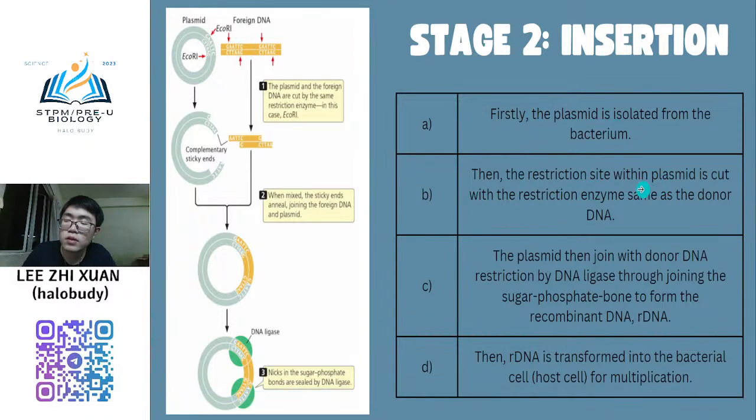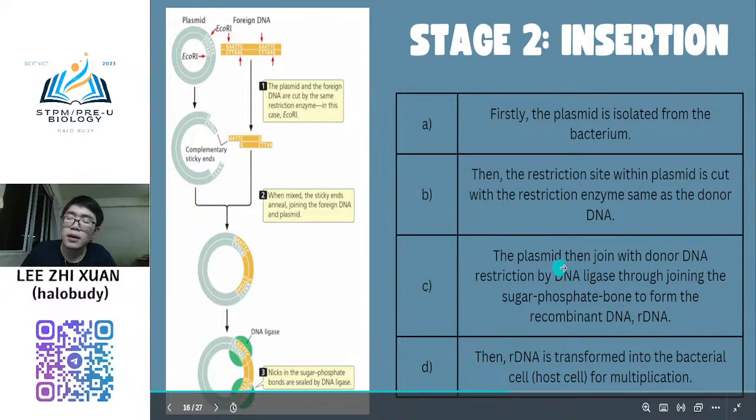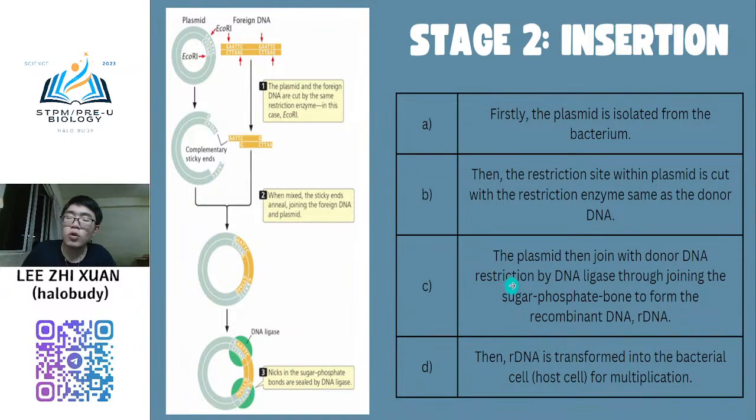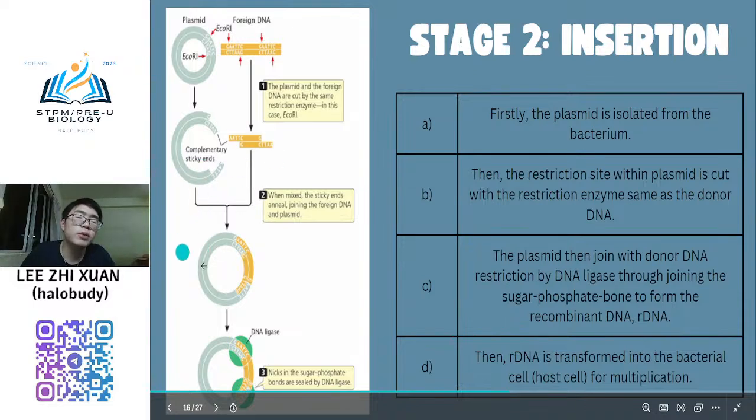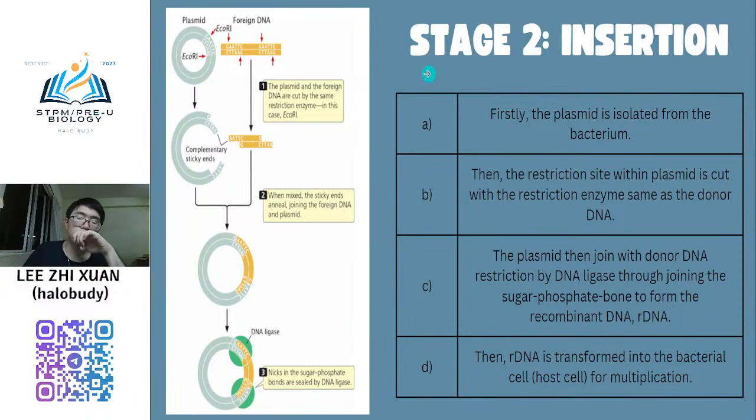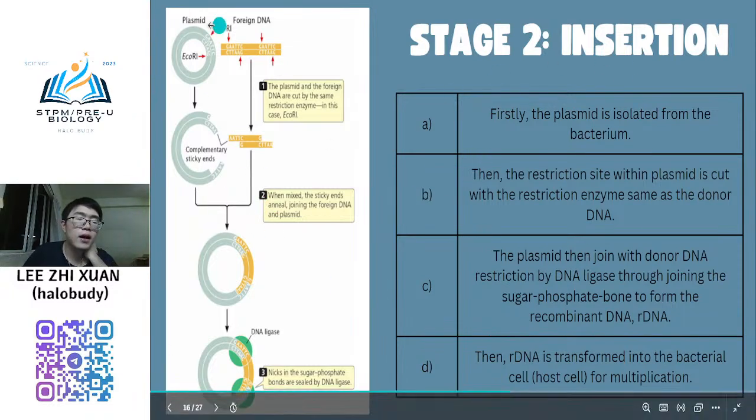Then the restriction site within the plasmid is cut with the restriction enzyme. So then this is the most important part. The plasmid will join with the donor DNA restricted by DNA ligase through the joining of complementary sticky ends to form the recombinant DNA. So this one will form the recombinant plasmid, or we call it recombinant DNA. Okay, so this is the injection process. So hopefully you guys understand.